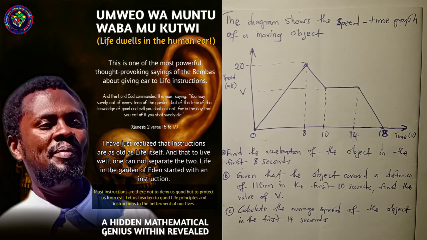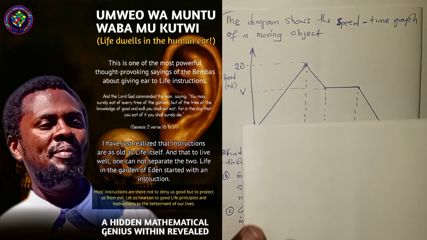Okay, so here is the question. The diagram shows the speed time graph of a moving object. So this is the diagram. Find the acceleration of the object in the first 8 seconds. Okay, so acceleration.